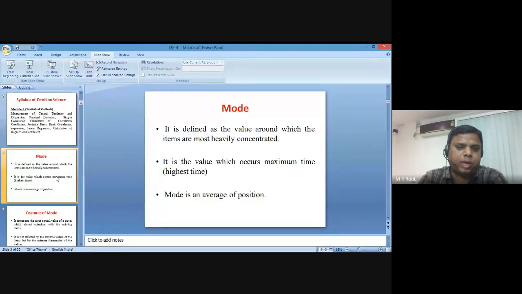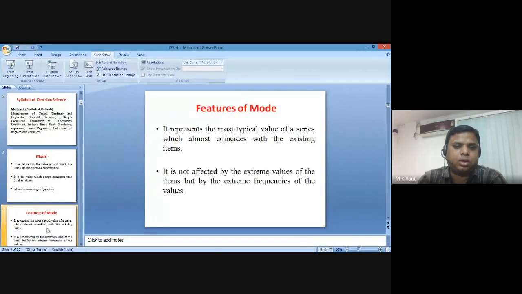Third, mode is an average position in a given data series, whether it is an individual data series, a discrete data or ungrouped data series, or a continuous data series. Moving to the most important features of mode. Point number 1: it represents the most typical value of a series, which almost coincides with its existing items. That means the value that appears the highest number of times in the given series should be considered as the mode.